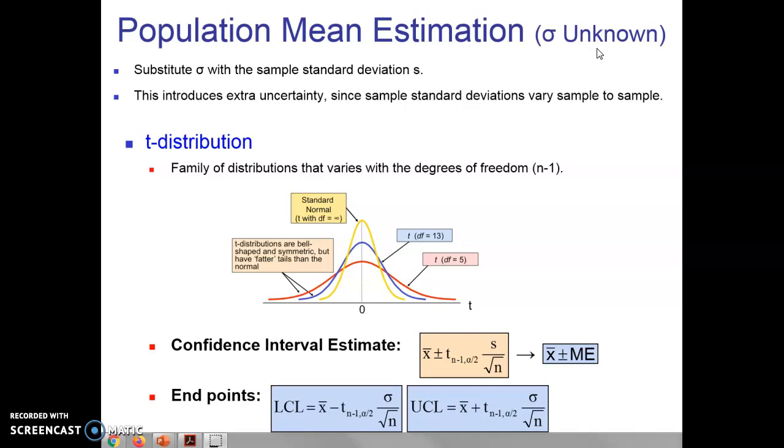We don't know how that population is distributed. So we use the sample as a proxy for the population. But because we're using the sample to estimate the population standard deviation, that's extra uncertainty. And that's going to create the need to use that t distribution. Okay? Denominator of your standard error is the same, square root of n.